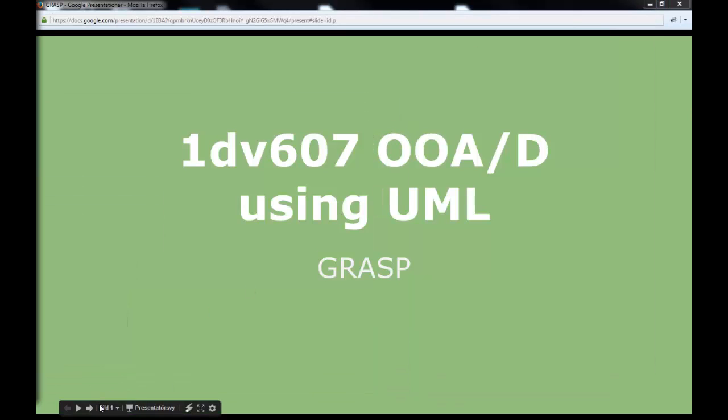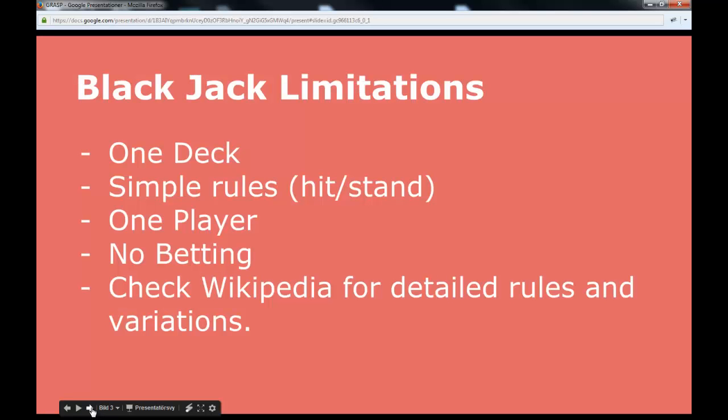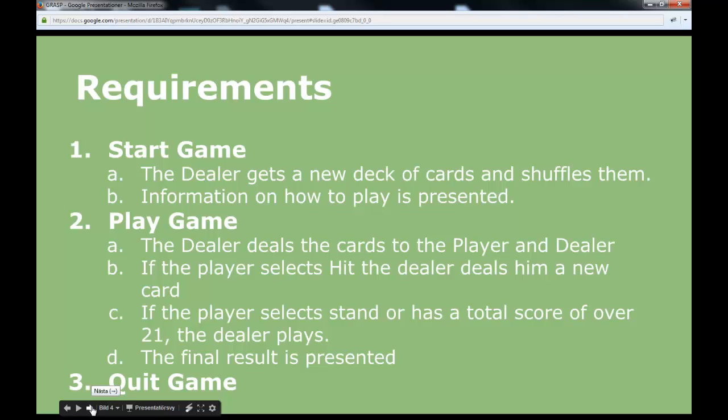Or make a small repetition maybe on what we did 2 weeks ago. We had this new domain, a new application that we are supposed to develop. And as you could see from the domain model, we are doing a blackjack game. So we have a player and dealer and cards and deck and stuff like that. And we have some basic requirements. I think we kind of did requirement 1A. So today we will continue with requirement 1B. And requirement 3, and hopefully at least requirement 2A also.